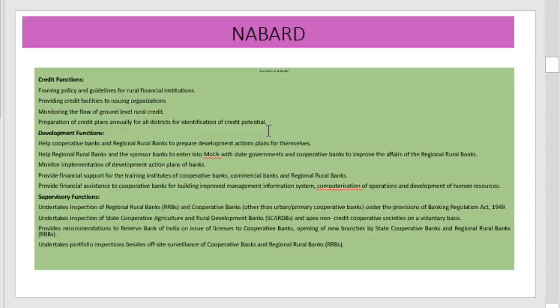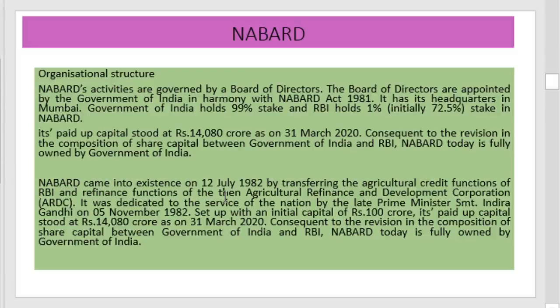And the third one is supervision of cooperative banks, regional rural banks, etc., and the provision of recommendations to the RBI regarding the functioning of cooperative banks, and they undertake the portfolio inspection. The organizational structure of NABARD is given here.